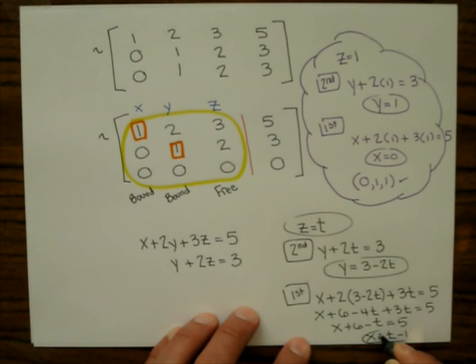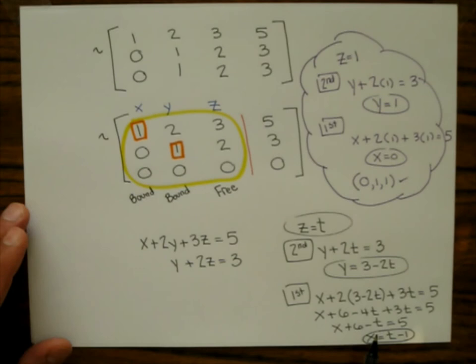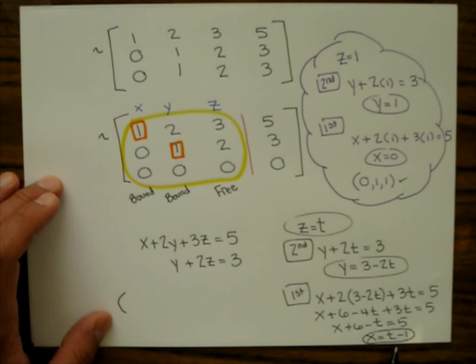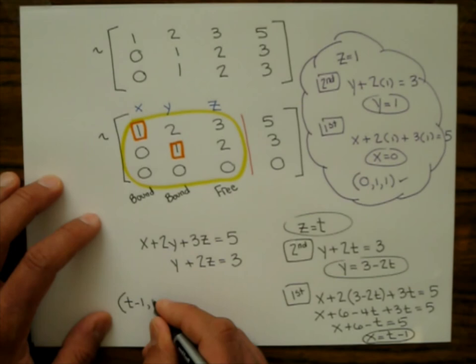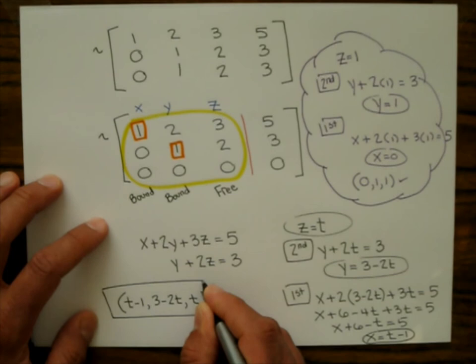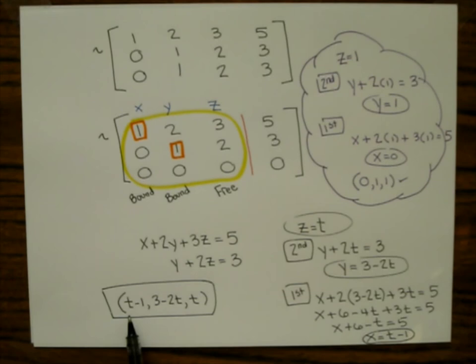Whoa, almost didn't have enough room there. And now what we're going to do is list, you remember how this was one solution, but there are infinitely many solutions. Because we used a parameter, we can write our solution x, y, z. So here's x, which is t minus 1. Y is 3 minus 2t. And z is t. And so for now, this is going to be acceptable, where we can just write our answer like that. And this covers them all. And look what happens when t is 1, like what we did earlier: you end up getting 0, 3 minus 2, that's 1, and 1. But this gives you all values.